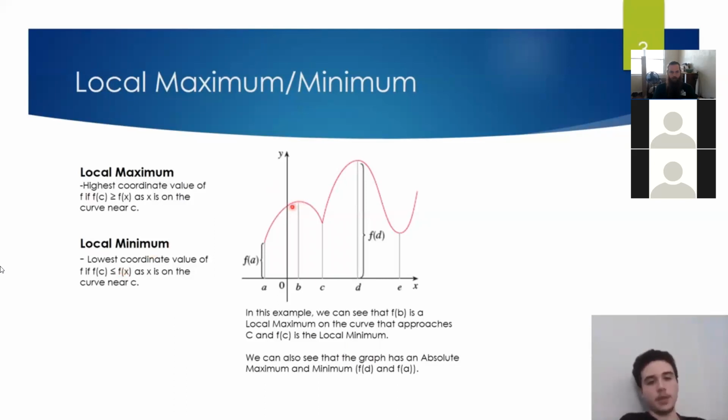Same thing with the local minimum right here. At f(c), we have a point that is the lowest point in between these two curves, but it's not the lowest point on the graph. We can also see that the graph has an absolute minimum and an absolute maximum. Here we have an absolute maximum at f(d), the highest point on the graph, and we have an absolute minimum here at f(a), the lowest point on the graph.